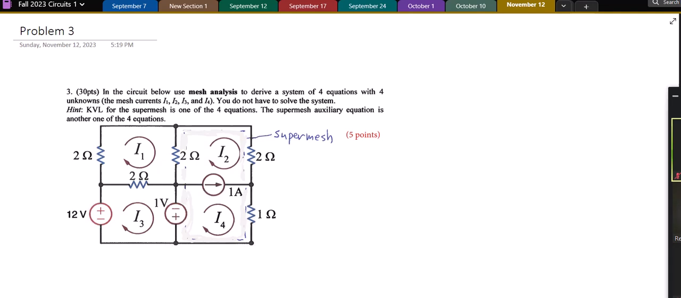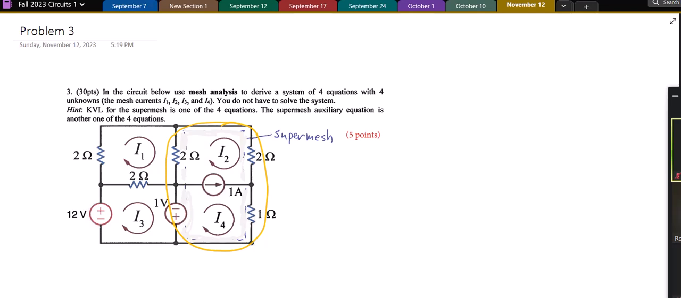And so when two meshes share a current source, you treat them together as a super mesh. That gives you one mesh equation for both of them together, but you get an additional auxiliary equation from the two individual meshes.